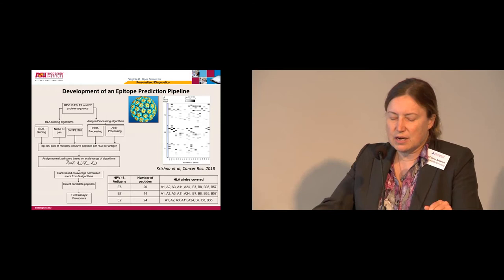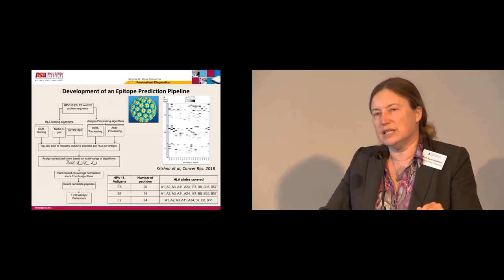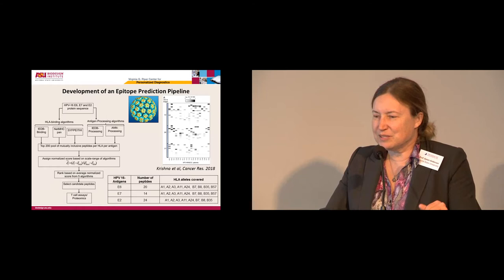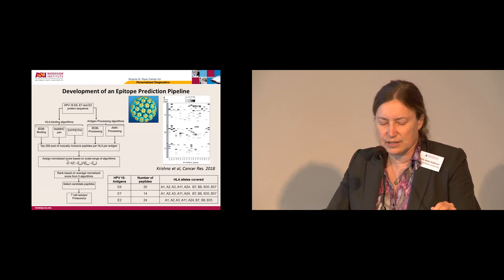That pipeline, one of the challenges we had at the time was that there are many different prediction algorithms, and they vary, really, in the efficiency of prediction. And for those of us who have limited time and effort to be able to run a lot of peptides through a lot of systems, we were trying to normalize across these different algorithms. So we actually used a combination of antigen processing and HLA binding algorithms. We actually normalized across a number of these.